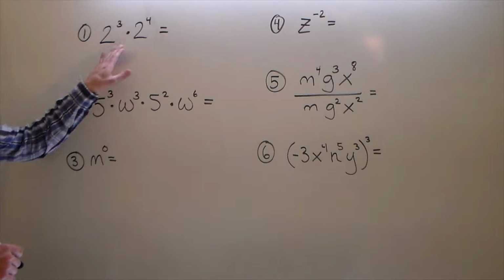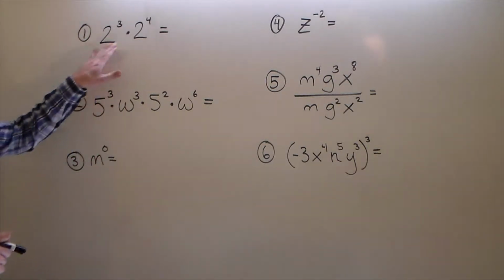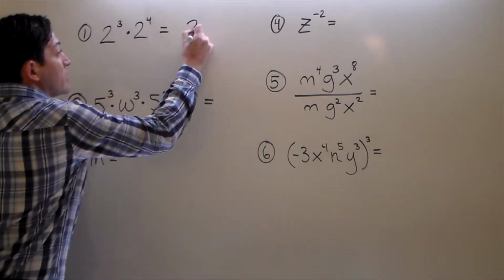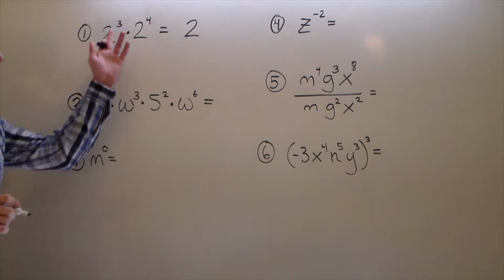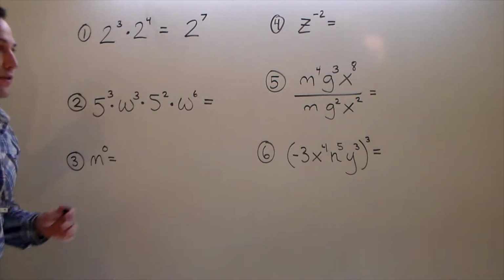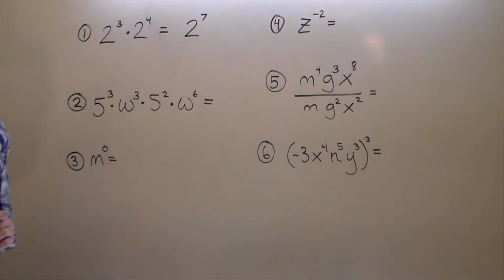So right here, we just have multiplication of exponents, or product of powers. So what we do is we keep the bases the same. We combine the bases and add the exponents. So right here, it'd just be 2 to the 7th, and that's the answer. All you're doing is simplifying here. You're not solving anything, it's just asking you to simplify.